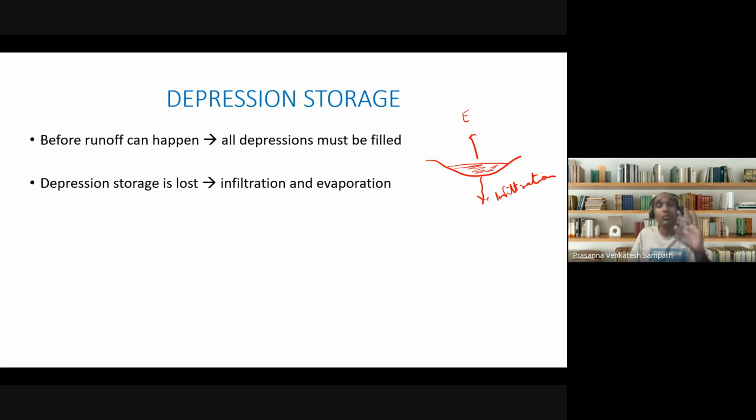Infiltration and evaporation is what happens in general to any depression storage. Any other depression where water is collected, these are the only two things that can happen. The water can either infiltrate or it can evaporate back into the atmosphere. No other possibility is there. Okay, all right. Again, what are the kinds of factors that will affect depression storage?